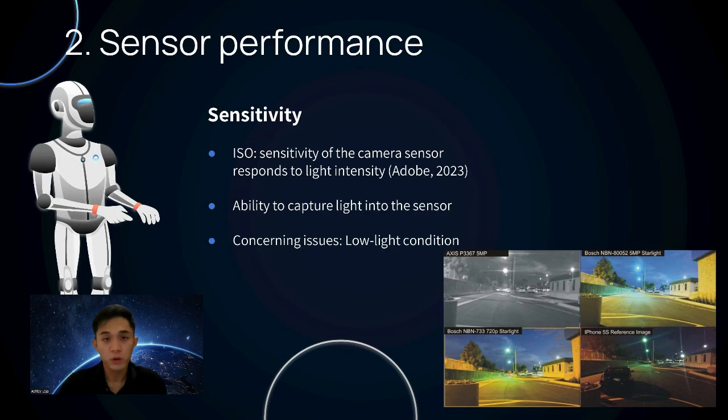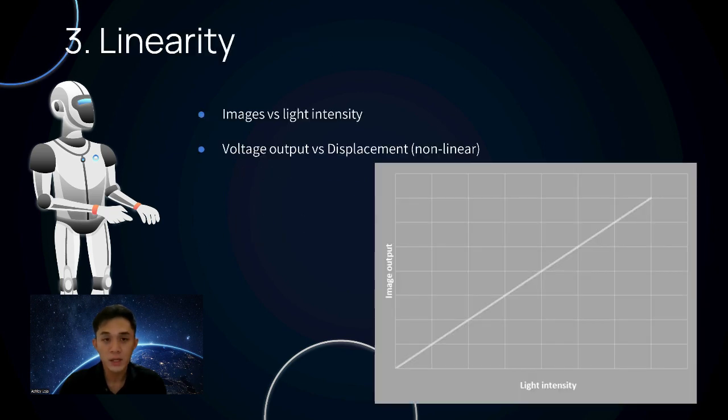Moving on to the sensor performance. Firstly, sensitivity. The camera sensitivity refers to its ability to respond and capture light into the sensor. The selected camera sensor shall have high sensitivity for it to work under low light condition. Next, linearity. The importance of linearity of camera sensor is for accurate displacement and velocity calculation. The images captured by the camera are linear to the light intensity of the environment. However, nonlinearity comes into play between voltage output for speed control versus the displacement.